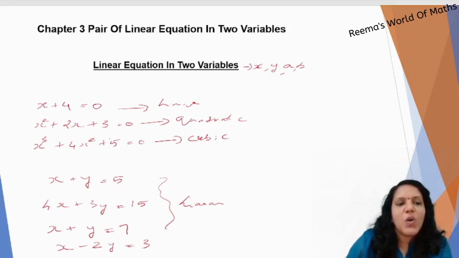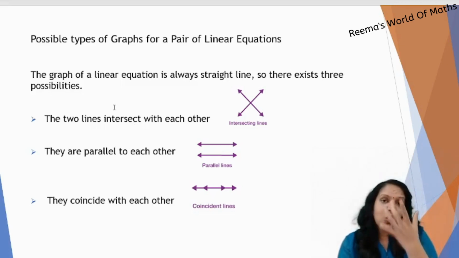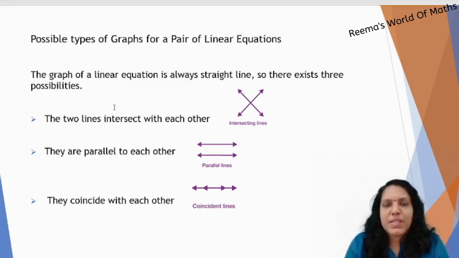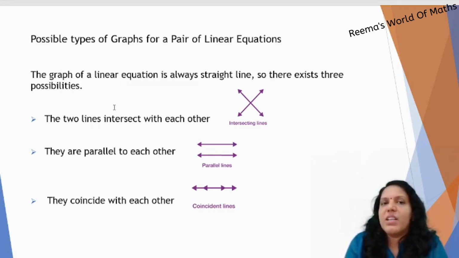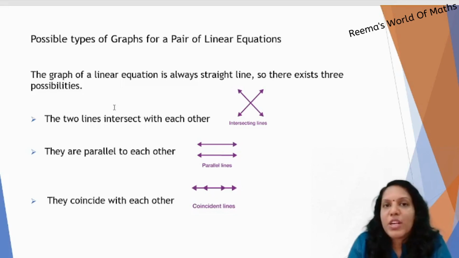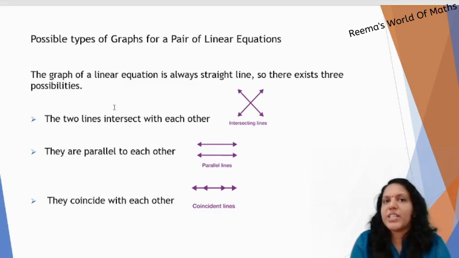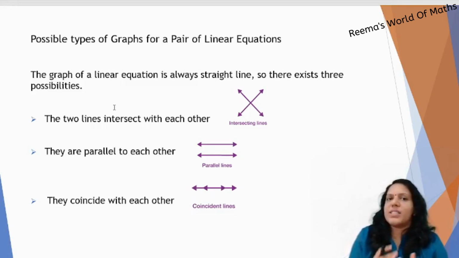Now let's see how this can be represented in a graph. We all know linear equations form a straight line. When we represent a linear equation in a graph, it forms a straight line. We have learned that in previous chapters. If we plot a pair of linear equations on a graph, one linear equation will form a straight line and the other equation will form another straight line.